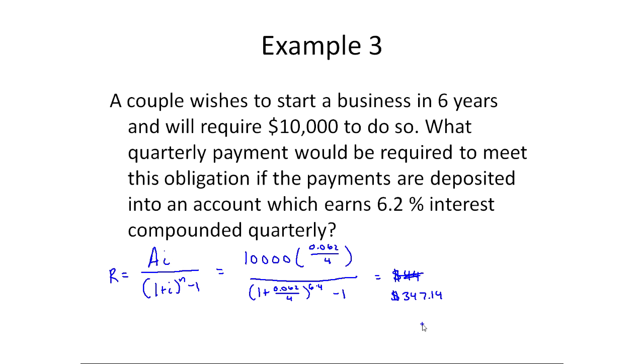Okay, now again, think about it. If they just set that aside in like their mattress or something like that, something earning no interest, $347.14 times 24 payments would only give them $8,331. So the interest here is helping add to that, and that's why you don't simply take the $10,000 and divide it by the number of payments.